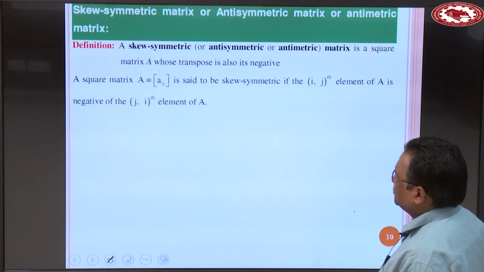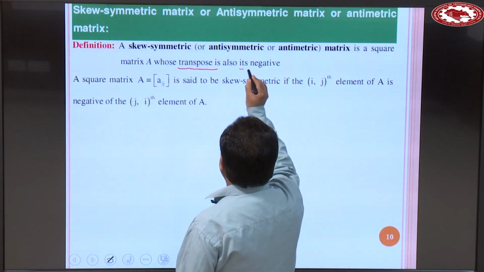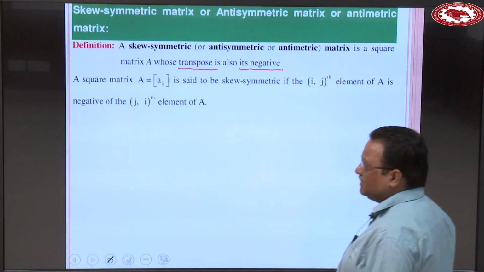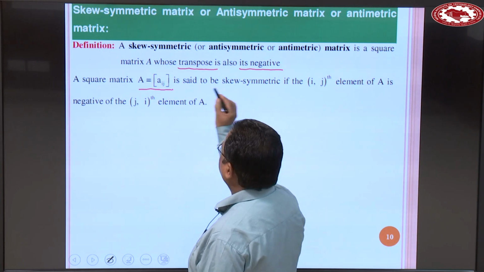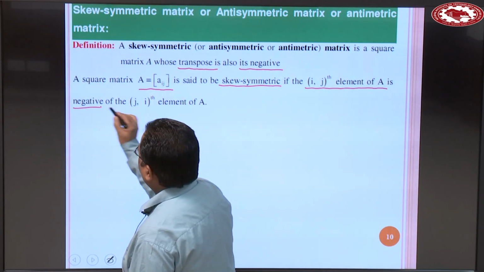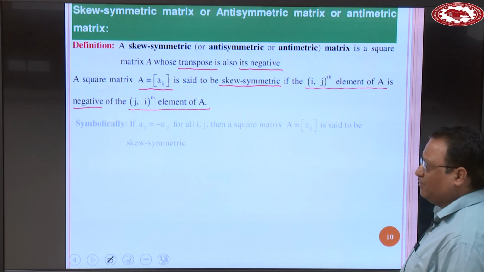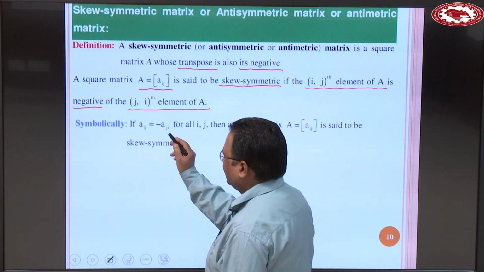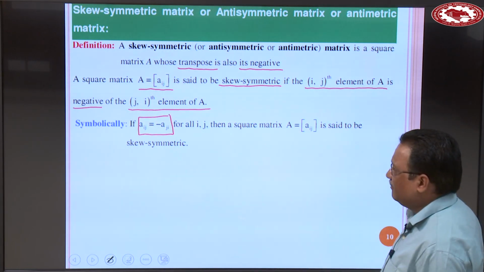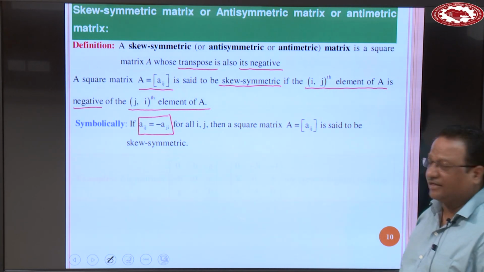Okay. So, a skew symmetric matrix is a square matrix whose transpose is also its negative. This means a square matrix A equal to [Aij] is said to be skew symmetric if the ijth element of A is the negative of the jith element of A. Symbolically, this means if Aij is equal to minus Aji for all i and j, then the square matrix A equal to [Aij] is said to be a skew symmetric matrix.